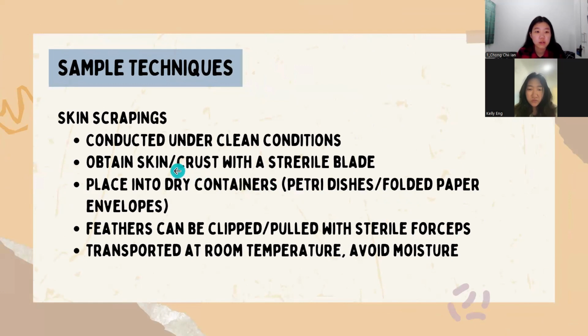Next, the sample techniques. One of the most common sample techniques would be skin scrapings, which is usually conducted under clean conditions, and we should obtain the skin or lesions with a sterile blade to prevent any contamination. After collecting the sample, we should place it into a dry container such as a petri dish, folded paper envelope, or a sterile plastic bag. If there are feathers, they can be clipped or pulled with sterile forceps. For transportation, the sample should be transported at room temperature to avoid moisture.